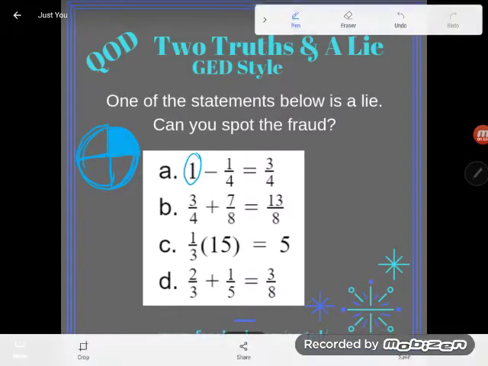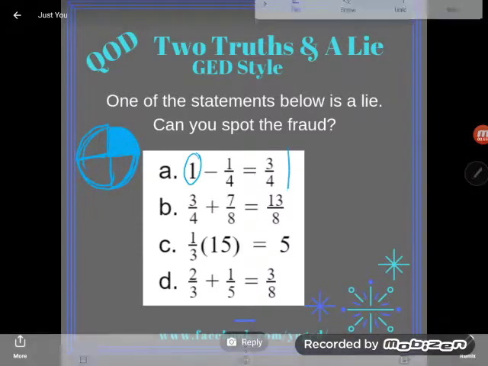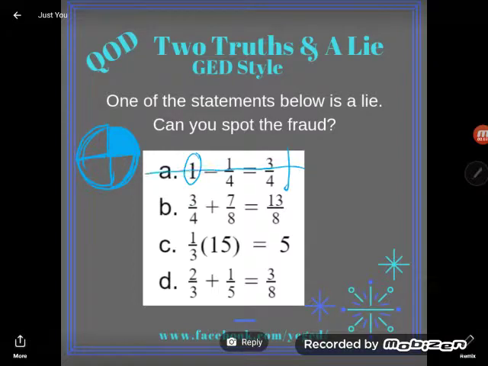I don't have to do any complicated math to see that if I have one whole thing and if I take out 1/4 of it, I'll have 3/4 left. That was a true statement, not a lie. I'm looking for a lie, so I'll cross it off.